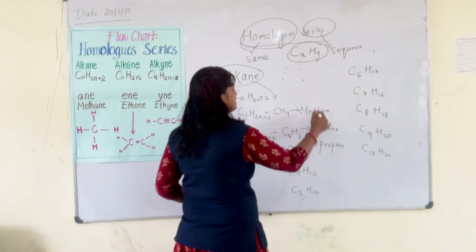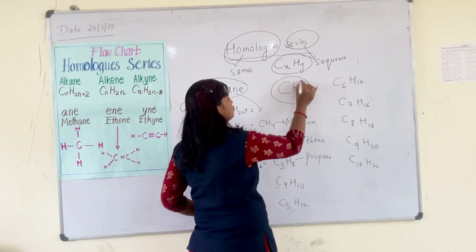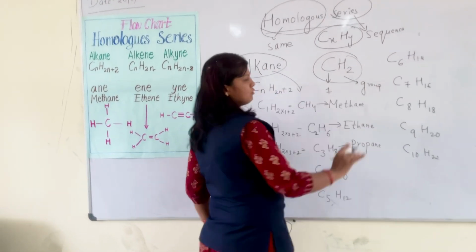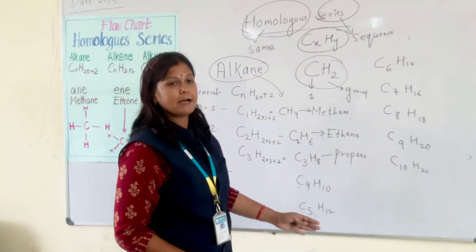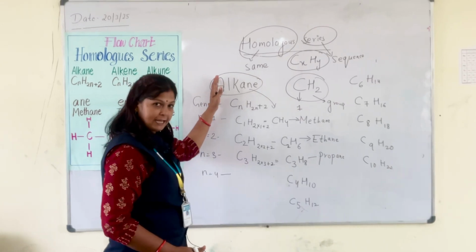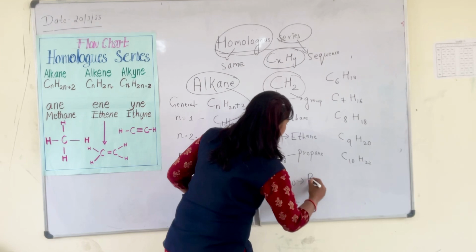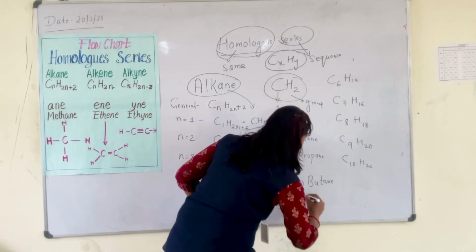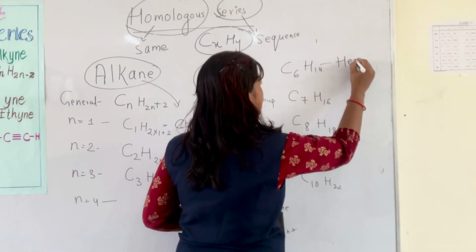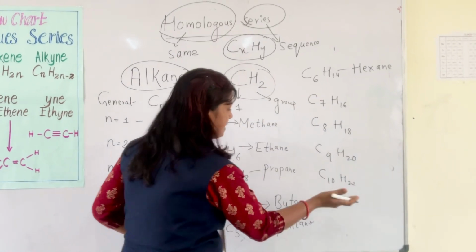So what is the difference between the members of the sequence? The only difference is a CH2 group. That means you have to increase carbon by 1 and hydrogen by 2. Then you will come to know the series. So the complete series is the family of alkane. Here you find methane, ethane, propane, butane. Then next is pentane, next is hexane. Like this it will go on: hexane, heptane, octane, nonane, decane.